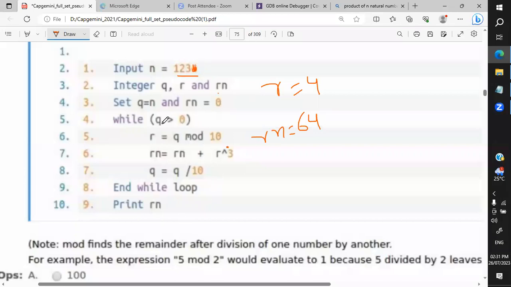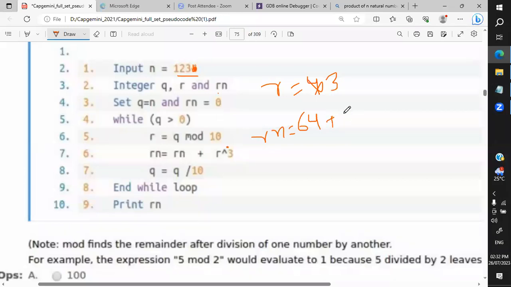So it goes back up to q greater than 0. 1, 2, 3 greater than 0, true. R equals Q mod 10. That means 123 mod 10. 123 mod 10 will be 3. So the R value will be 3. Now you are calculating 64 plus 3 cube. What is 3 cube?